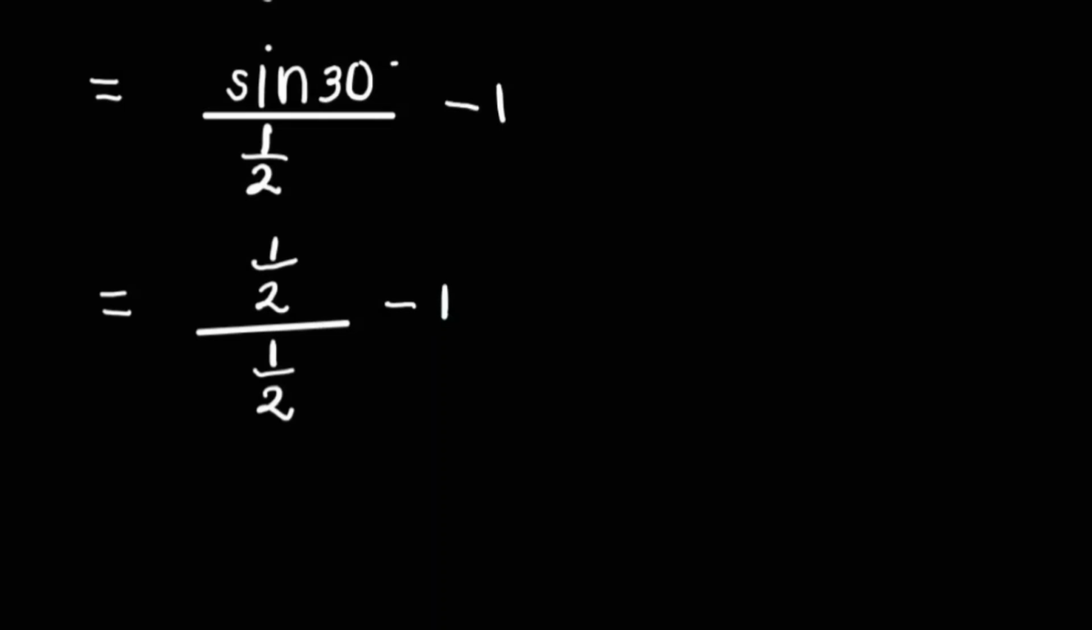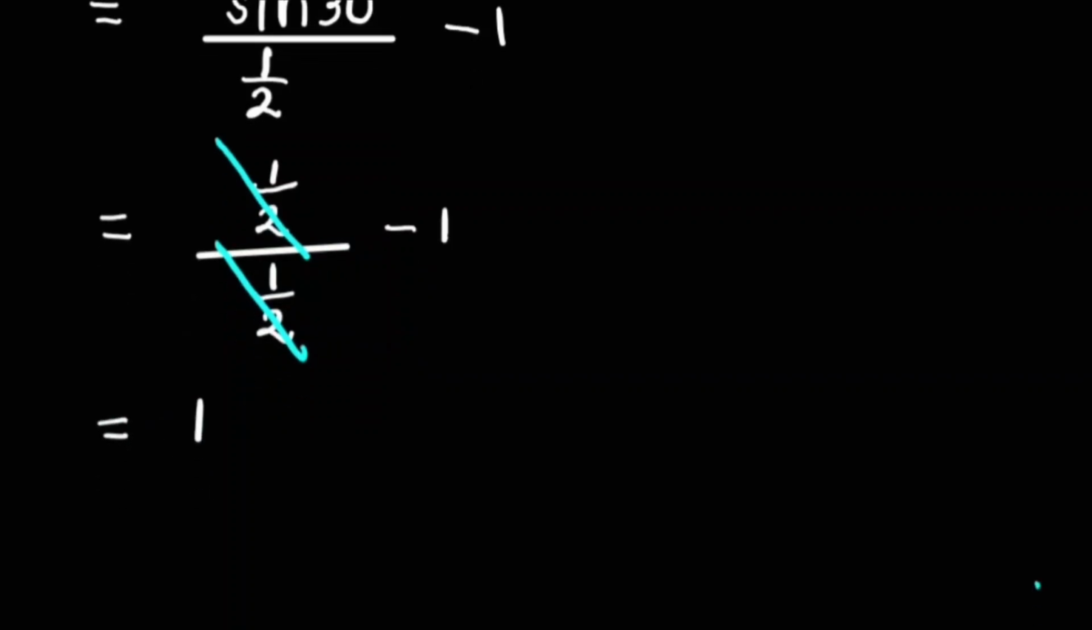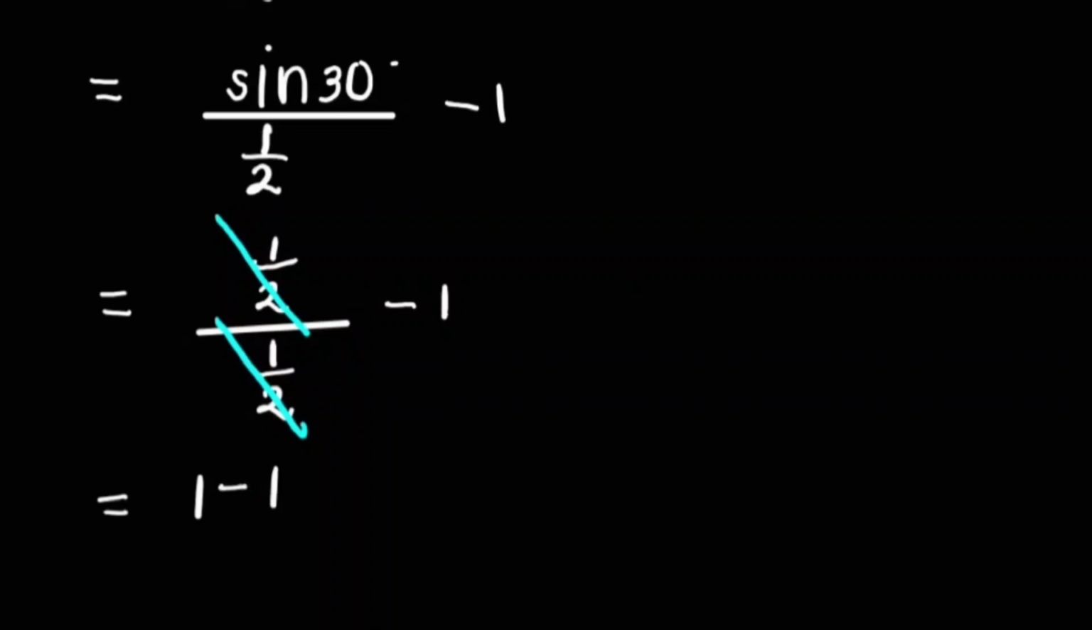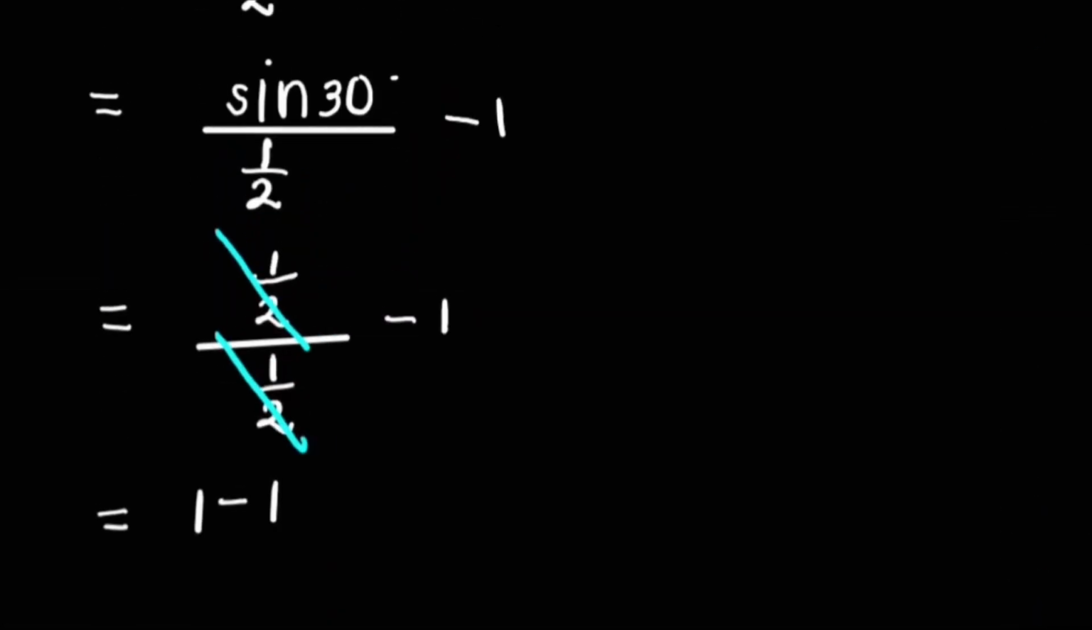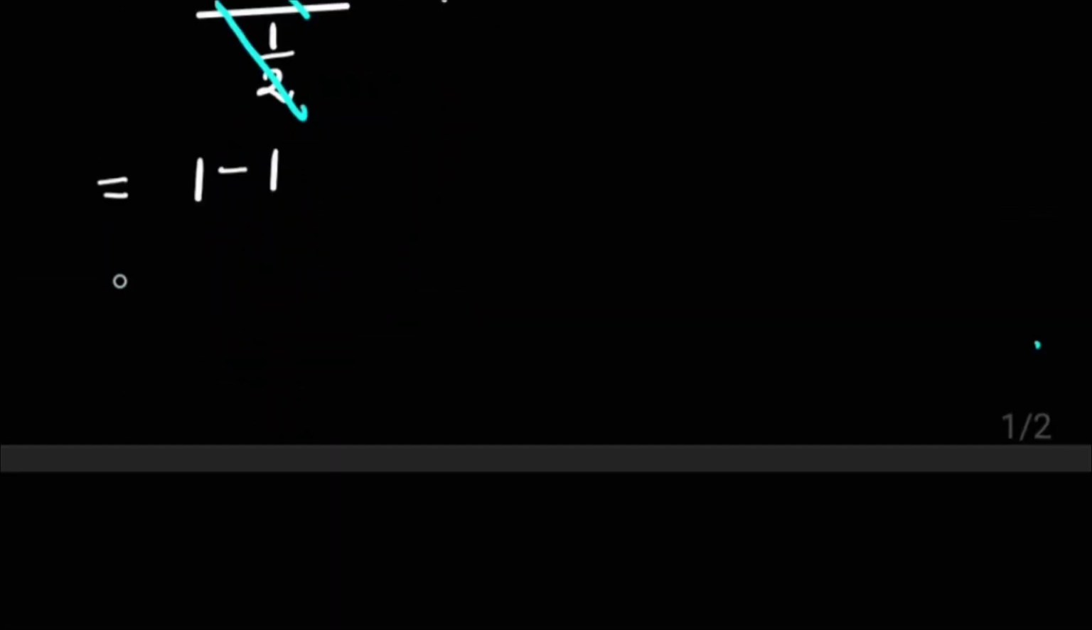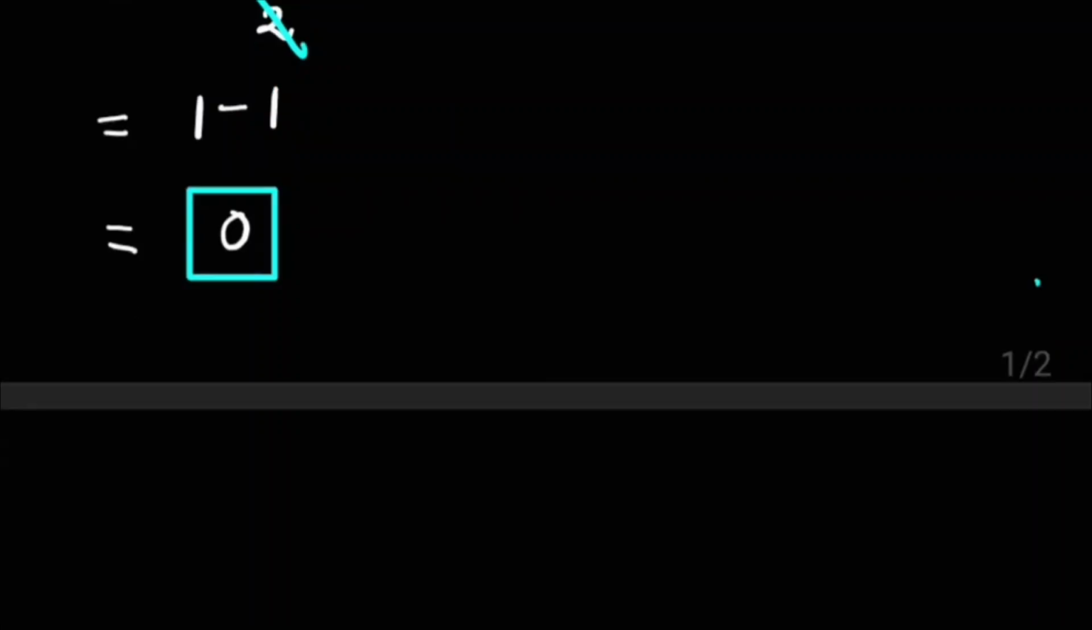Now at this point you realize that, hey, our numerator and our denominator are the same, so they should cancel out with each other. When they cancel out, that is equal to 1. However, we had a minus 1 and 1 minus 1 is equal to 0. So 0 should in fact be our final answer.